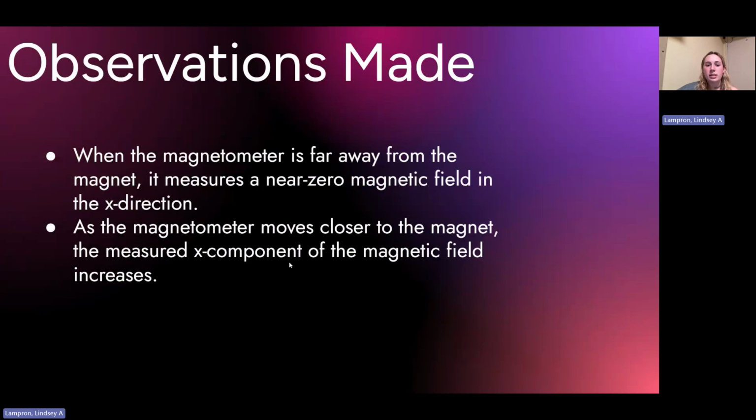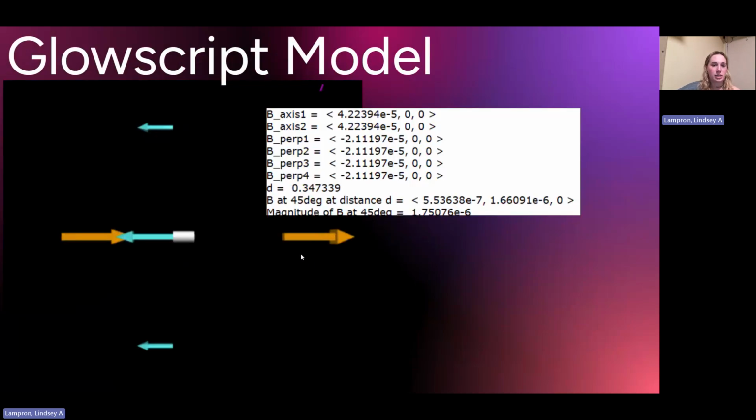Some observations are that when the magnetometer is far away from the magnet, it measures near zero magnetic field in the x direction. And as it moves closer to the magnet, the x component of the magnetic field that was measured increased.